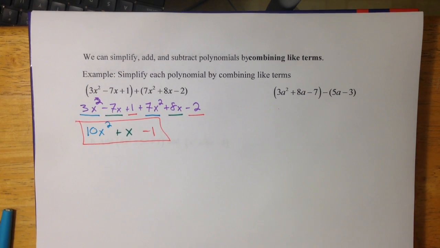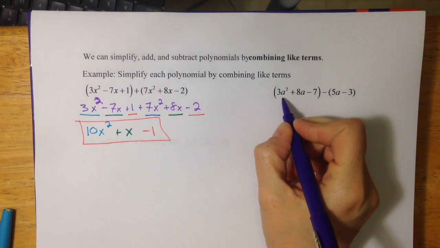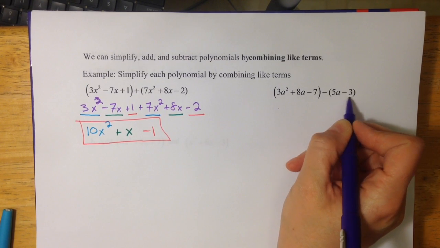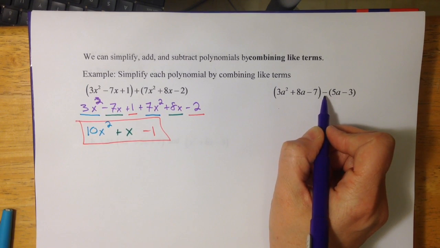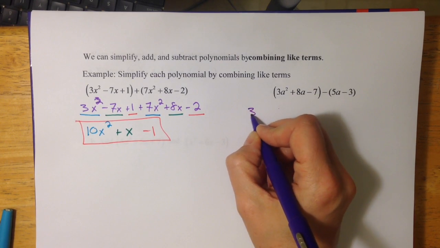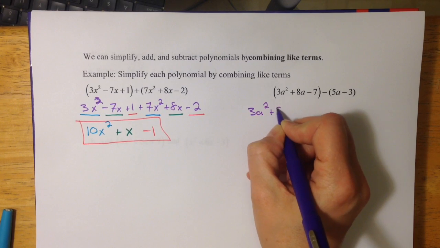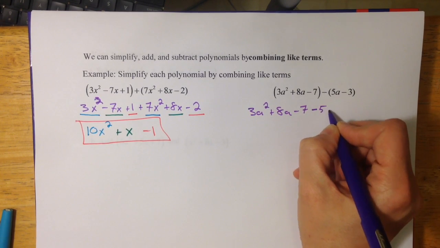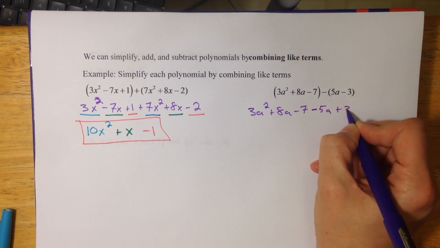In the next example, we're going to do some subtraction, and we'll have to be a little bit more careful when we do subtraction than when we do addition. Here I have 3a squared plus 8a minus 7 minus 5a minus 3. Now, that negative applies to both of the terms over here. So this is really 3a squared plus 8a minus 7 minus 5a plus 3.